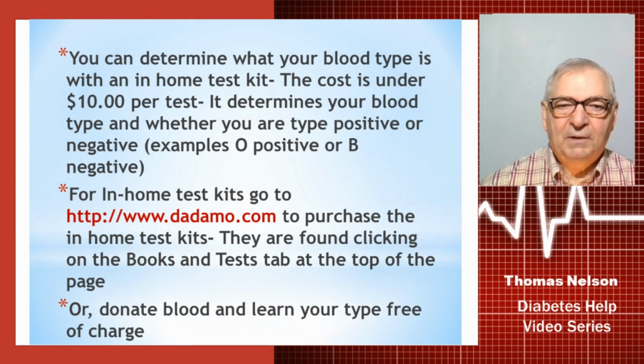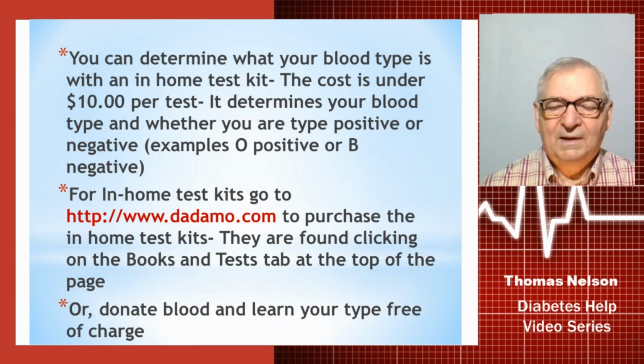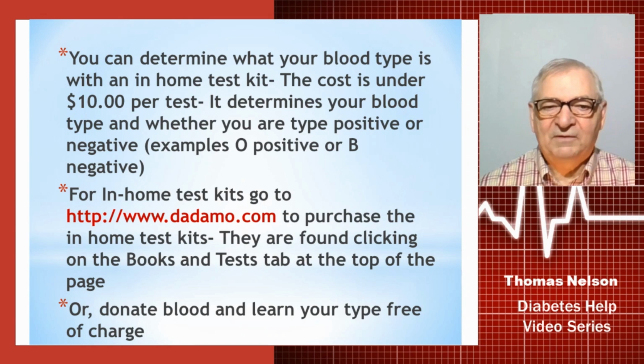You can determine what your blood type is with a very inexpensive in-home test kit that you can get from the primary researcher, Dr. D'Adamo, from his website. It costs $9.99, and it determines your blood type, whether you're positive or negative. The rheology is also given from this test. It's very simple to use, and it only takes a few minutes. For the in-home test, go to Dr. D'Adamo's website, and you can purchase it there. It's found by clicking on the Books and Test tab at the top of the page. Or you can donate blood and find out free of charge. They will tell you what your blood type is, including your rheology.